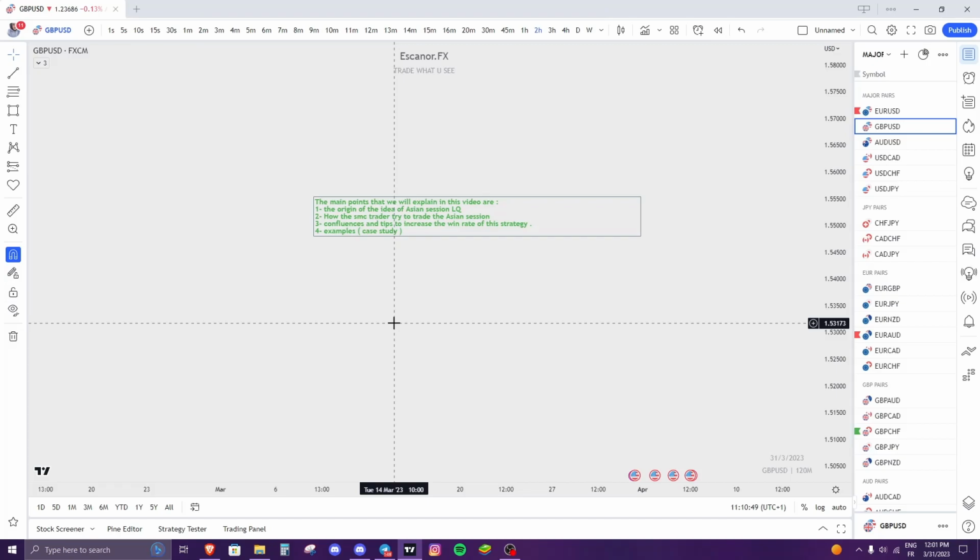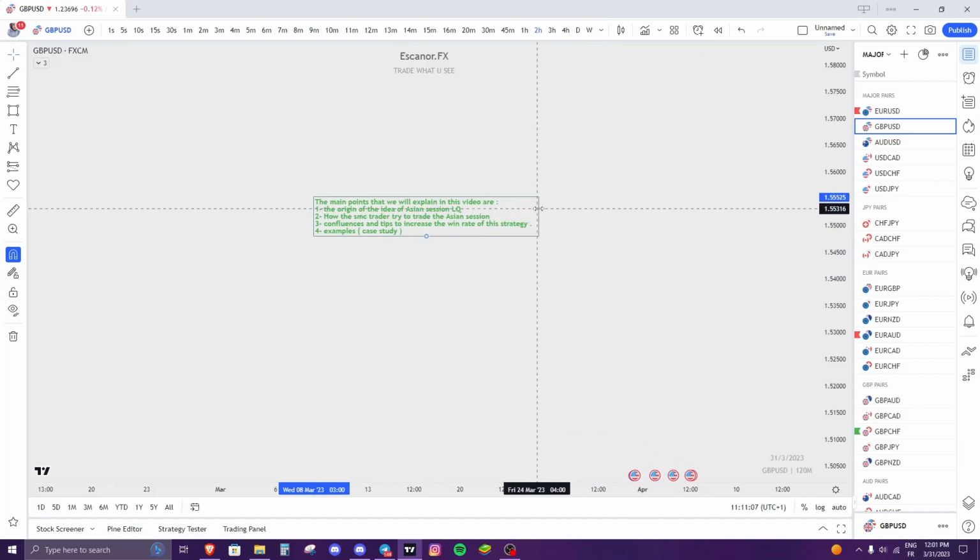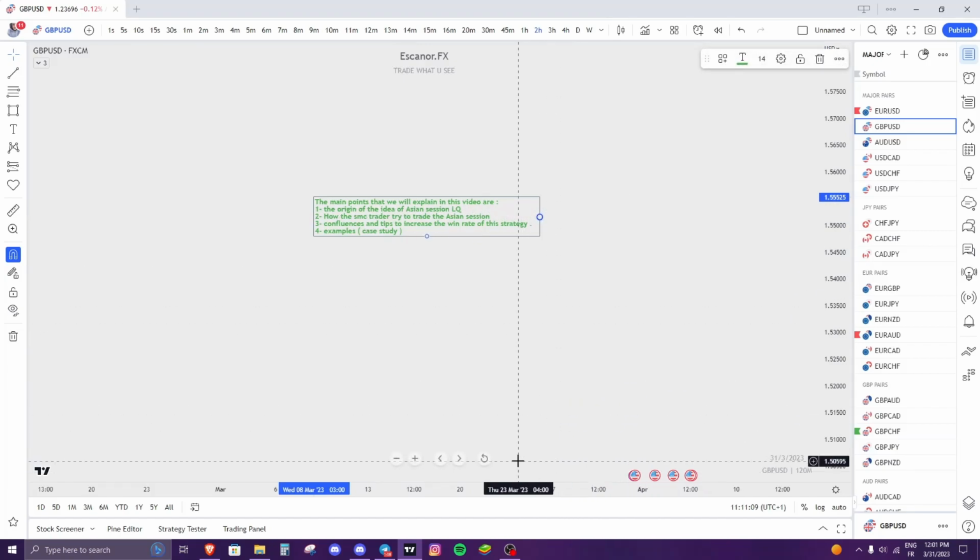The second point, we're gonna talk about how smart money traders try to trade this idea, and the third point, we're gonna talk about confluences and tips to increase the win rate of this strategy. The last point, we're gonna give some examples and case studies. So let's go straight to the point.